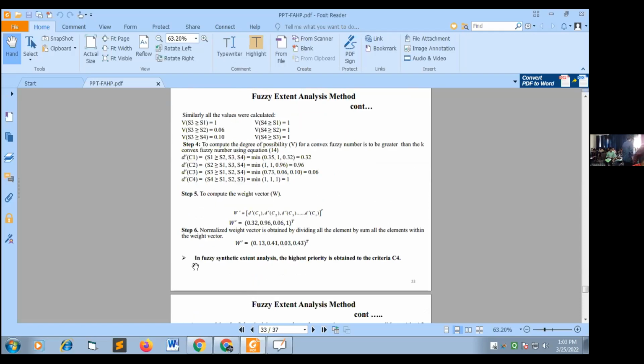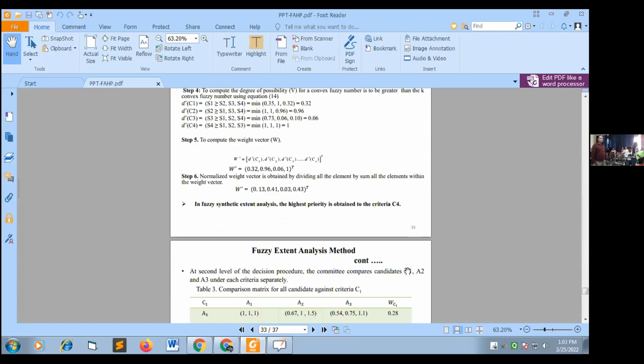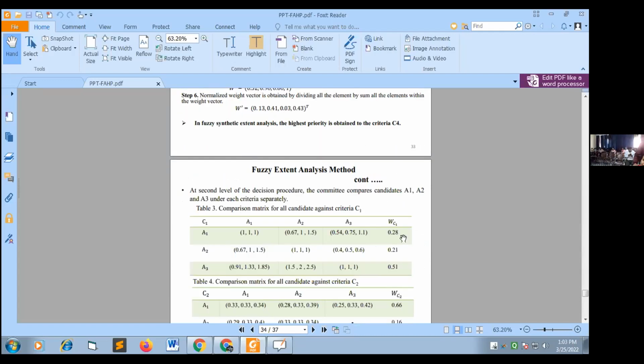So in the fuzzy synthetic extent analysis, the highest priority obtained is 43% in this method. So the weight for criteria 4 is greater than the others. So we have our second level decision process.